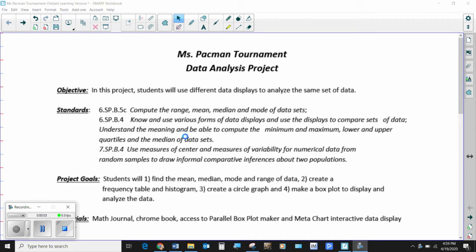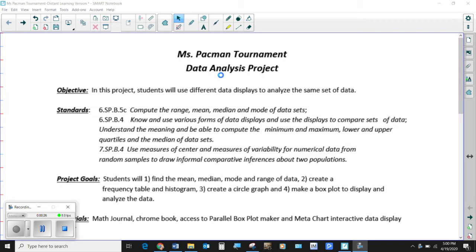Alrighty, good morning to you. We are going to spend this week taking our data from our Ms. Pacman tournament, which is, by the way, still going on. I've got the entire first round complete, most of the second round, but all we need for today's activity is the first round, so we're going to be able to get started.